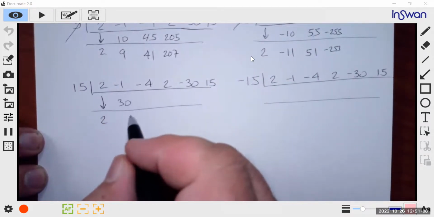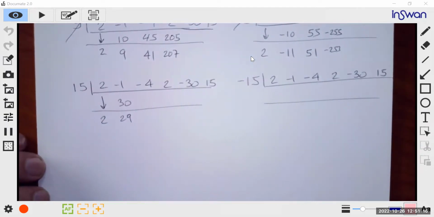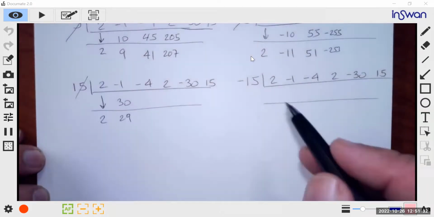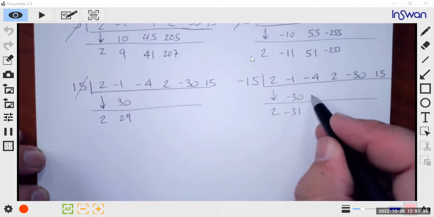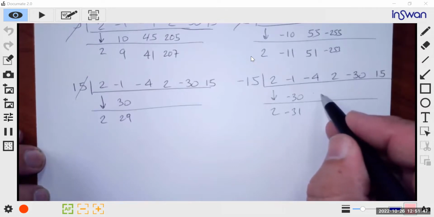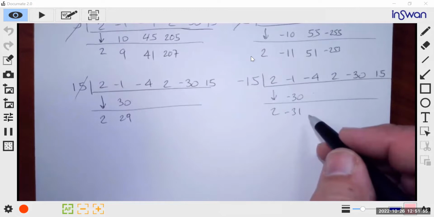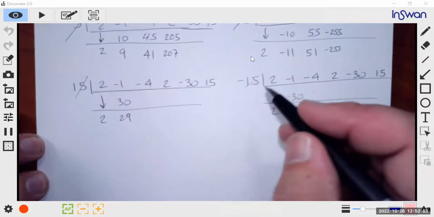15 times 2 is 30. 30 minus 1 is 29. Holy smoke, that's going to grow. That's going to just destroy it. 15 times 29 is 435. Minus 4, no, that's not going to work. 15 times 31 is 465, then 600. No, that's not going to work either. So that means it's got to be fractions.